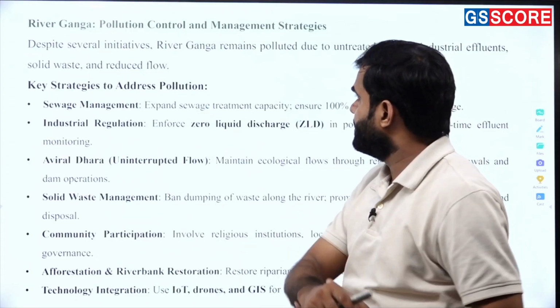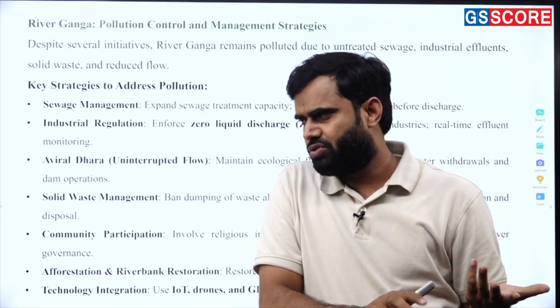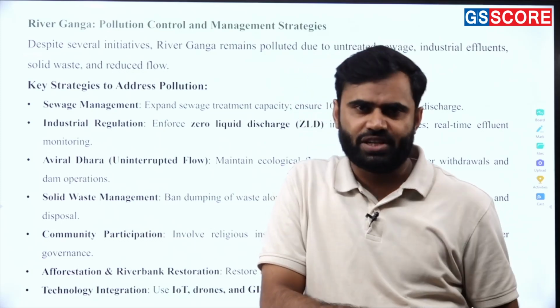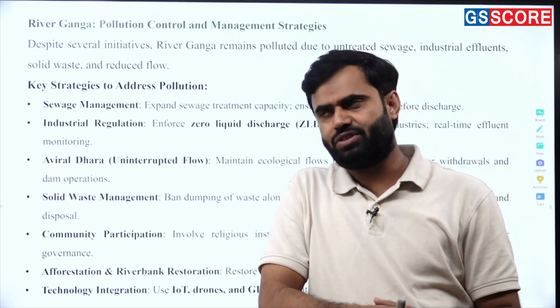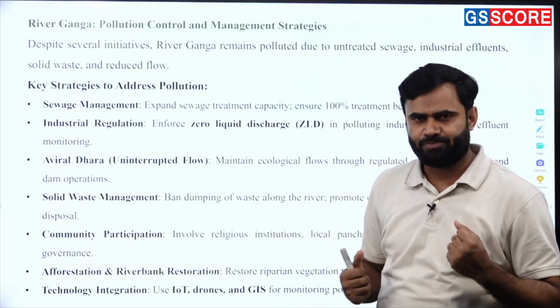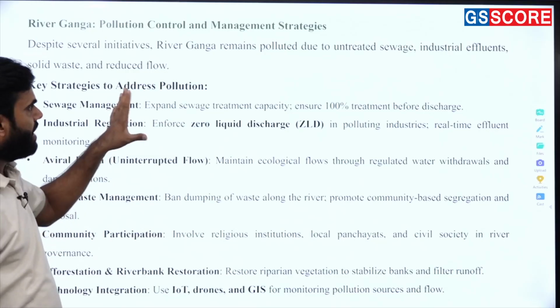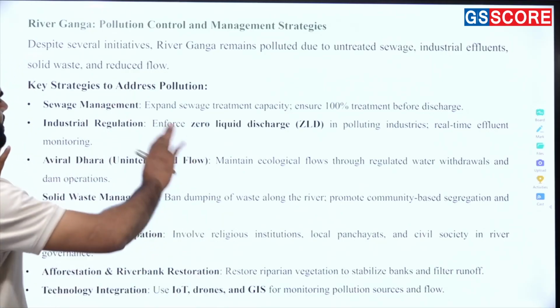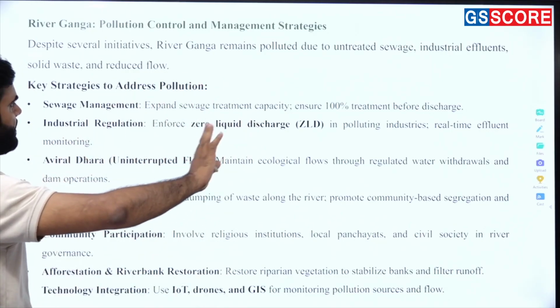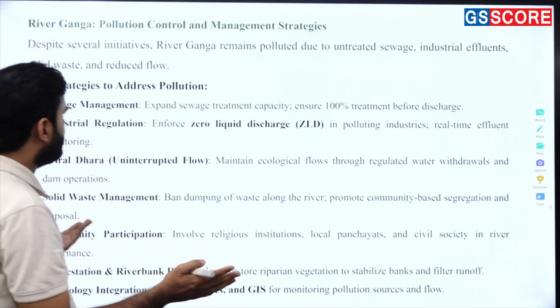River Ganga, pollution control and management strategies. You know that whenever we talk about the preparation, policy, program, schemes, treaty, we should have some important strategies, right? So every thing has strategies, so here also it is the same. You know that despite several initiatives, River Ganga remains polluted due to untreated sewage, industrial effluent, solid waste, and reduced flow.